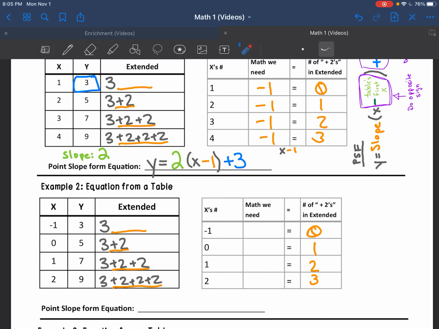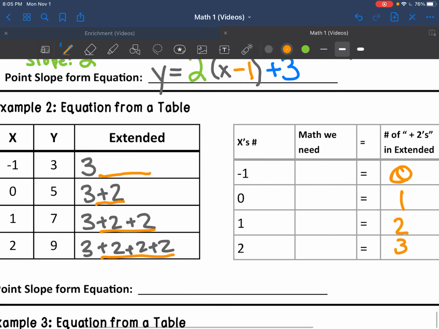However, this time we start with x minus 1, then 0, then 1, then 2, so we have that here as well. Now, what's the math that we need for a minus 1 so that we get 0? Well, we can add 1. Let's see, does that work?